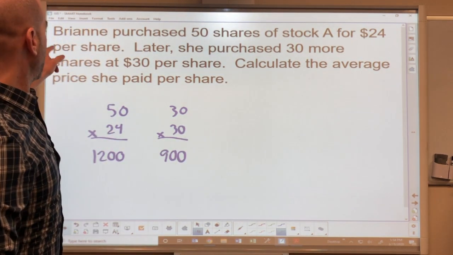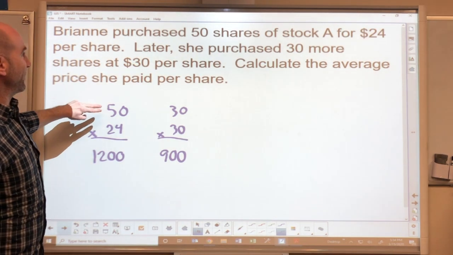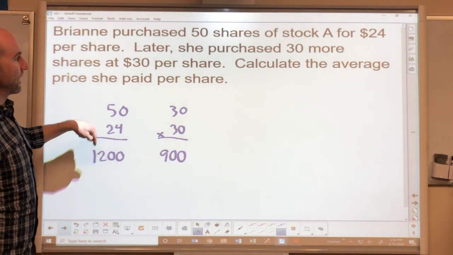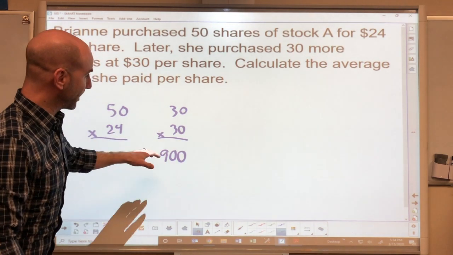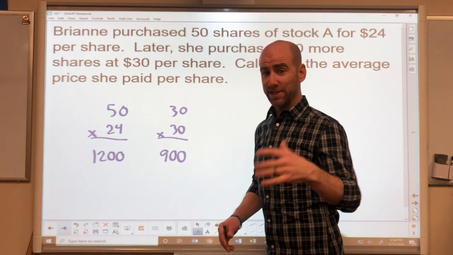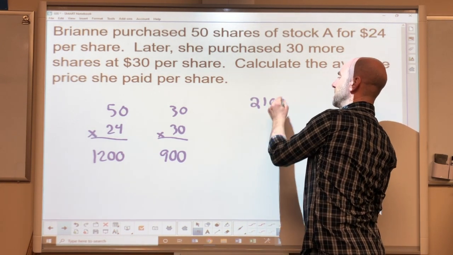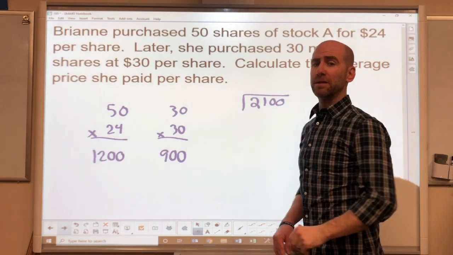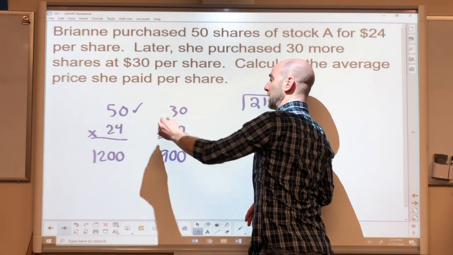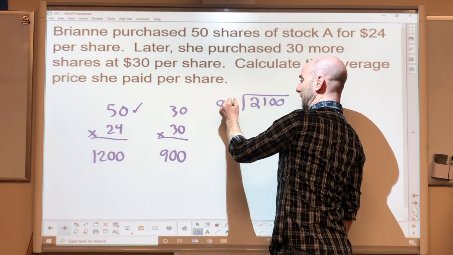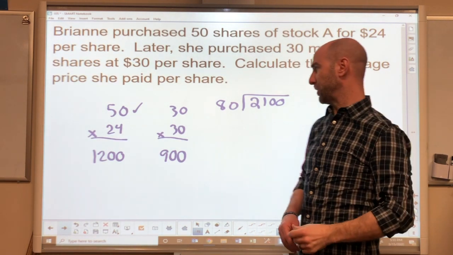Okay, so Brienne paid $1,200 for stock A the first time she bought 50 shares. Later, she bought 30 additional shares. So calculate the total amount of money Brienne spent on the stock, which is $2,100. Then divide that by the number of shares she purchased in all. 50 shares first time, 30 shares then, divide that by 80, and this is going to give you the average price per share that you paid.